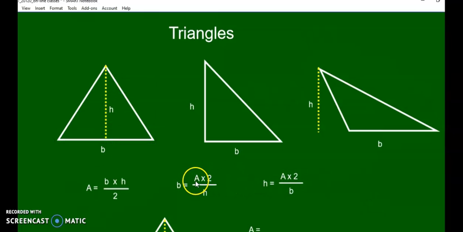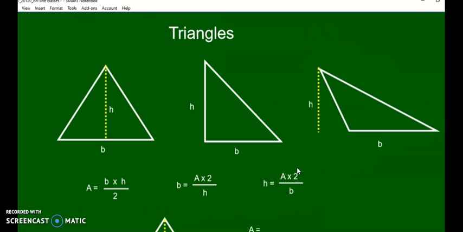If I know the area and I know the height, then I can find the base. It's area times 2 divided by the height. I'm basically rearranging this equation. So area times 2 divided by the base will give me the height. These two equations are very similar. B and H are just interchanged. So if you're looking for the base, it's area times 2 divided by the height, or area times 2 divided by the base if you're looking for the height.